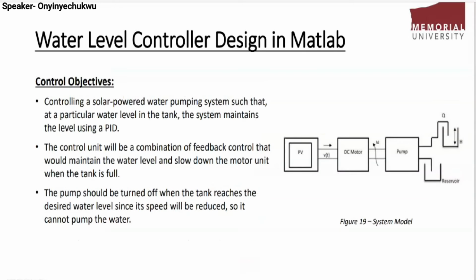Our control objective is to control the solar powered water pumping system such that at a particular water level in the tank, the system maintains that level, and this will be done using a PID, mostly a feedback controller. The control system will be a combination of a PID so that it maintains the water level and slows down the motor unit when the tank is full. The pump should be turned off when the tank reaches its desired level, since its speed is being reduced so it cannot pump enough water.